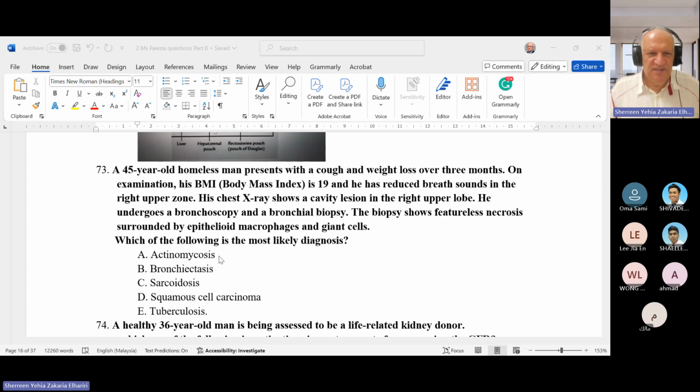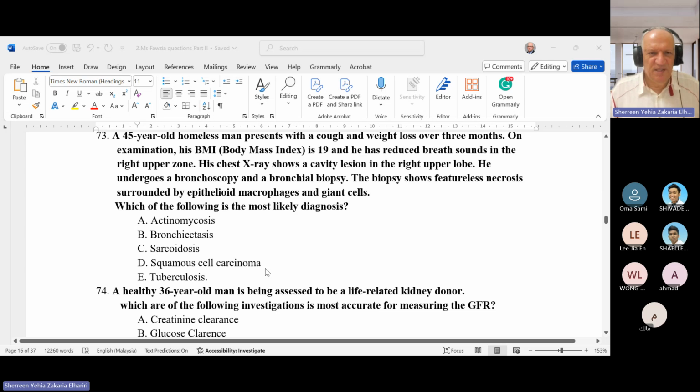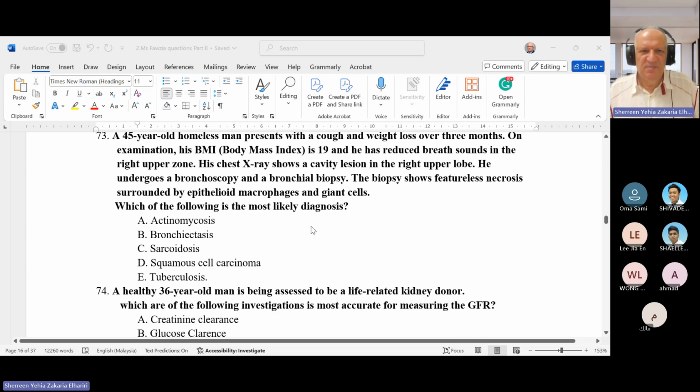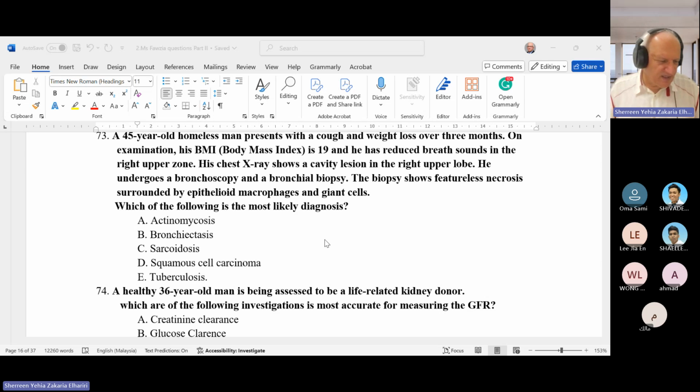Of course, actinomycosis can occur in the lung, but does not cause an apical lesion, very rare. Bronchiectasis is bilateral. Sarcoidosis makes hilar lymph nodes. Squamous cell carcinoma usually occurs in the central area and in the chronic smoker. So this is TB, characterized by granuloma, which is epithelioid cells with central necrosis or central caseation.